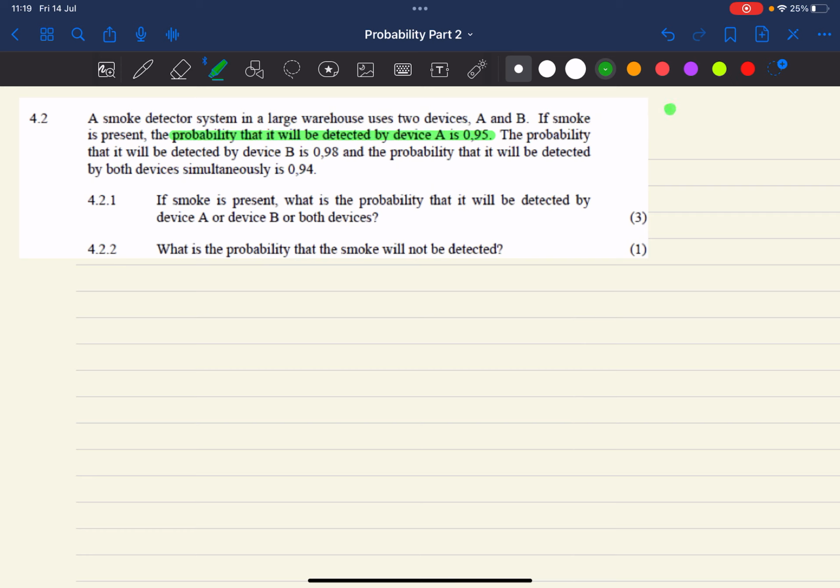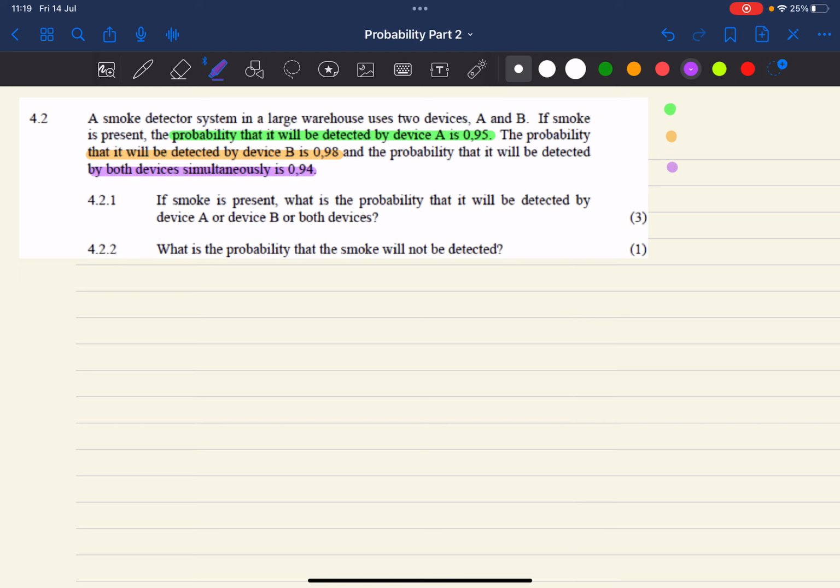I'll put that here. The next thing, it says the probability that it would be detected by device B is 0.98. And the probability that it would be detected by both devices simultaneously is 0.94. So we've been given quite a lot of information. You will see here that I've highlighted them. Some of you don't have that time during the exam to highlight them, but you can look at these as phrases of interest or points of interest in the extract.